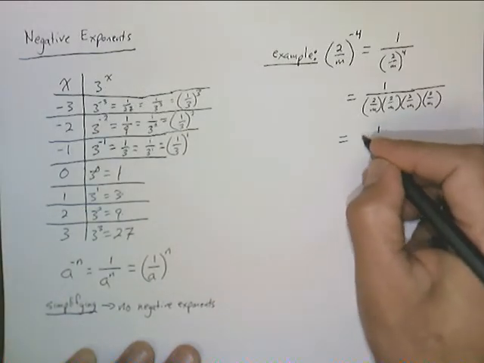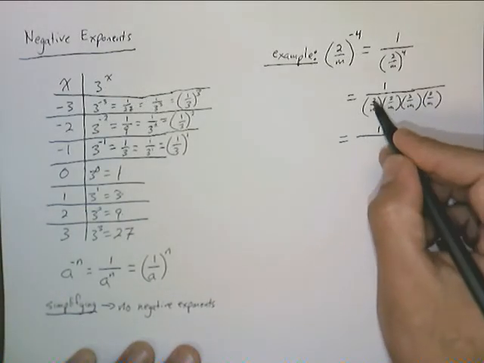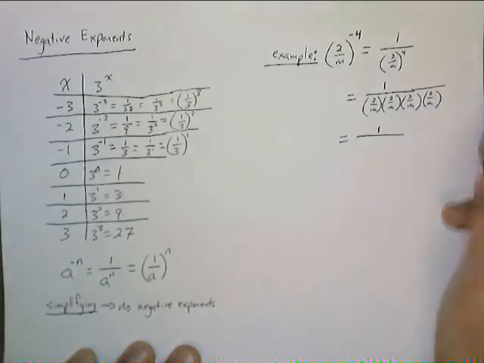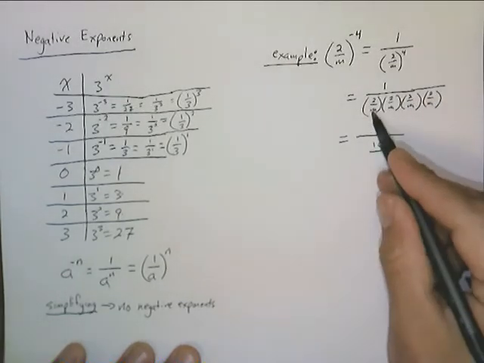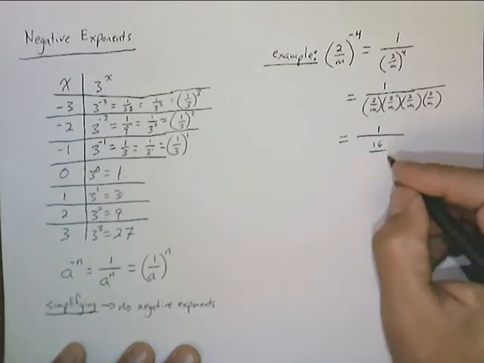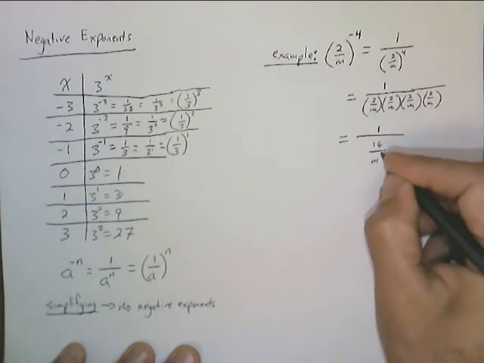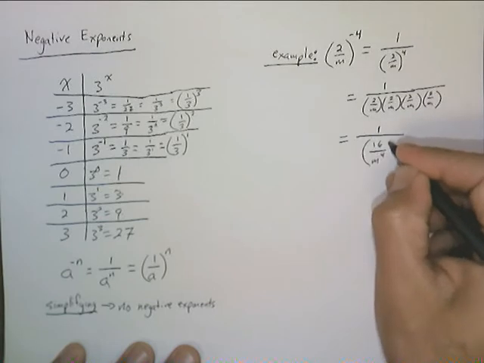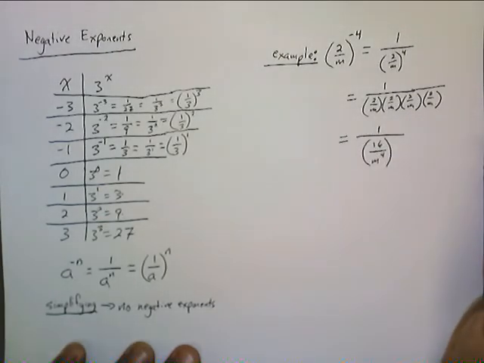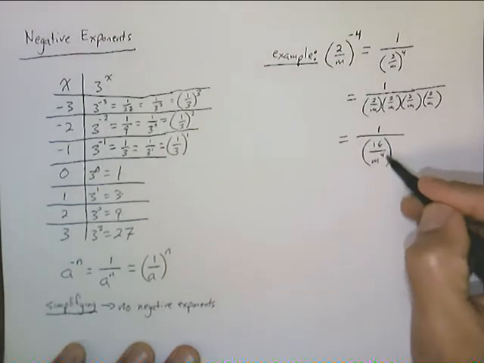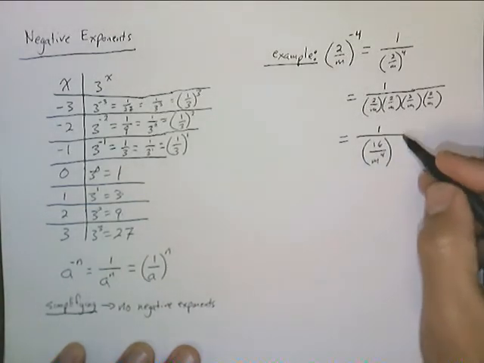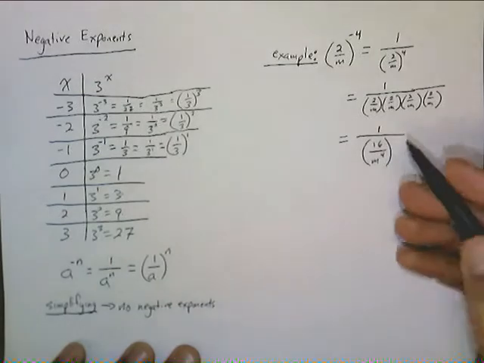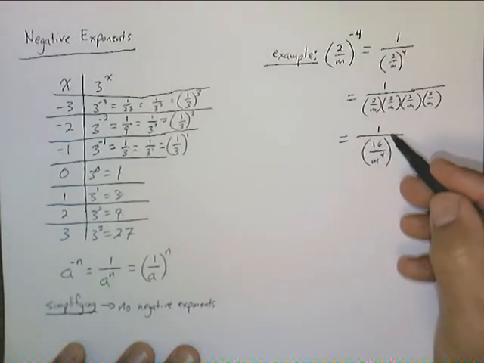So this is going to be 1 over, well, the numerator is 2 times 2 times 2 times 2. That is just 16. And on the bottom, m times m times m times m. That's 4 m's multiplied together, or m to the 4th. And don't forget your parentheses around your denominator. That's important. And now, of course, we don't want fractions within fractions, because we can actually do this division here.